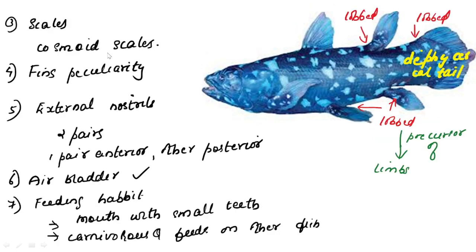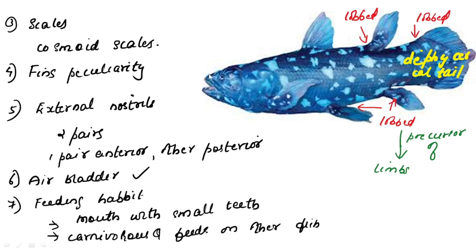Scales, it is composed of cosmoid scales, and the type of scale you can see in the picture itself. Fins, what is the peculiarity? It has lobed fins. I already explained what a lobed fin is. Regarding the caudal fin, that is also lobed. All the fins are lobed. And these lobed fins tell us that it is the precursor of limbs. Limbs means the four limbs of terrestrial animals. Precursor is for its initial reminiscent, that is that lobed condition.